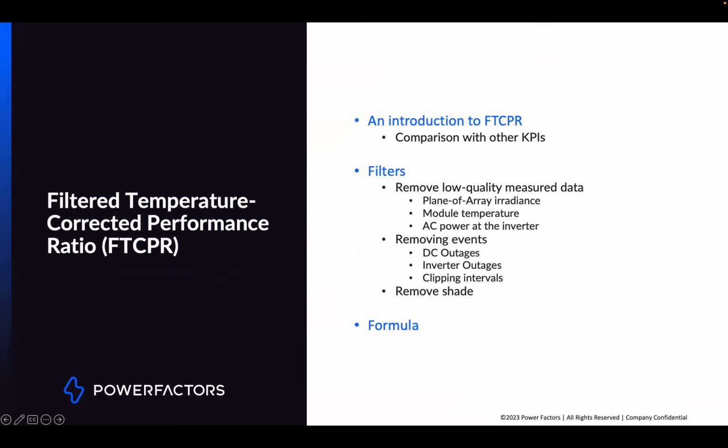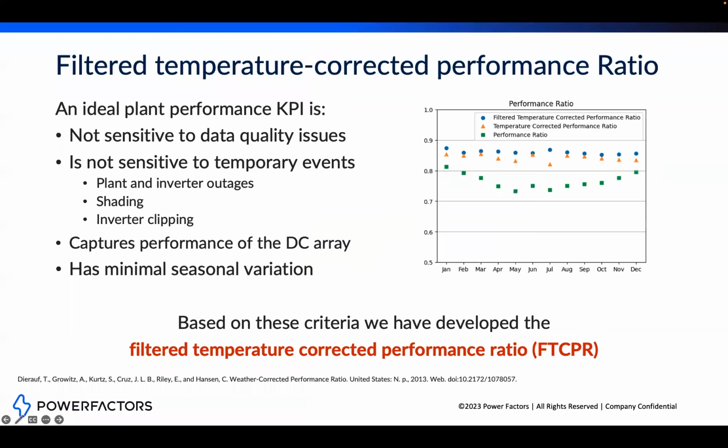So we consider filtering the most important part of that formula. So I'll introduce the FTCPR with comparison to other KPIs. Then I'll go into the filters for removing low quality measured data, removing events like DC outages and inverter outages, and removing shade, and then I'll get into the formula.